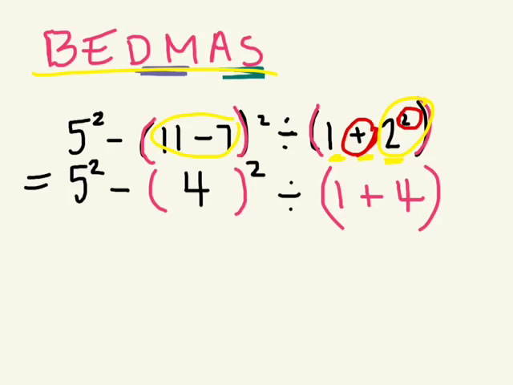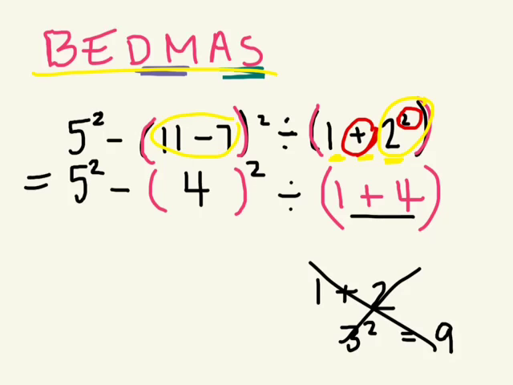Now I just want to show you, if we didn't follow BEDMAS there, and let's say I did 1 plus 2, and then I did that to the power of 2. What's 1 plus 2? 3. 3 to the power of 2 is equal to 3 times 3, which is 9. Would that be the same answer as 1 plus 4? No. So I just wanted to show you that it's really important that you follow BEDMAS, even inside a bracket, okay? So let's erase that.